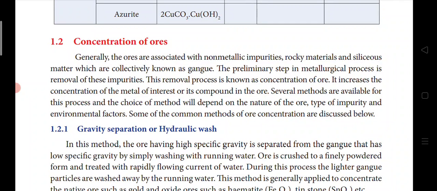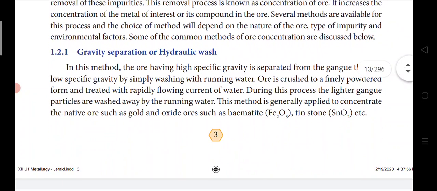The preliminary step of the metallurgical process is the removal of these impurities, the gangue. What is gangue? Non-metallic impurities, rocky minerals and siliceous matter we call gangue. This removal we call concentration of ore. It increases the concentration of the metal of our interest or its compound in the ore, and several methods are available. We have gravity separation or hydraulic wash. In this method, the ores having high specific gravity, which means more density, are separated from the gangue.